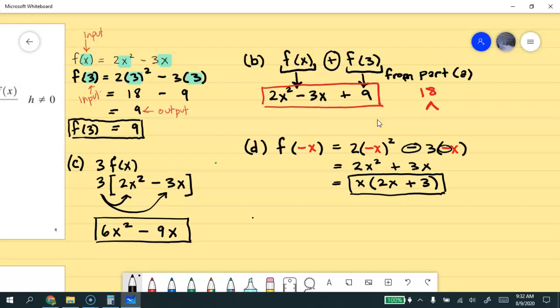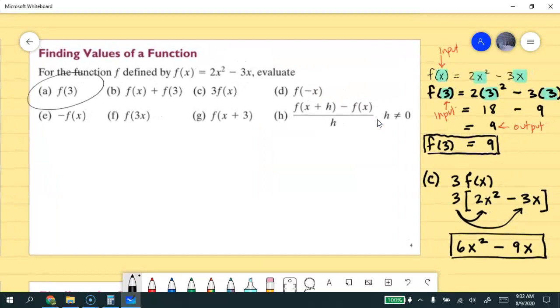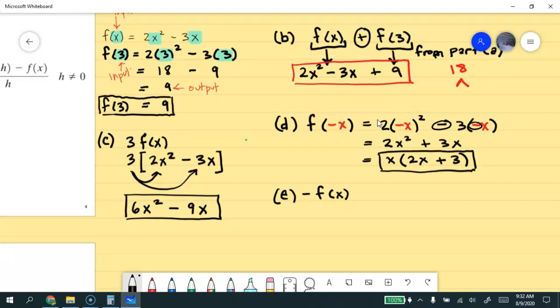Okay, let's try letter E. Letter E says negative f of x. What exactly does that mean? Think of it this way. Remember in letter C where it said 3f of x, you multiplied the entire f of x by 3. So now when it says negative f of x, you go to f of x. Let's write the f of x first. So f of x is 2x squared minus 3x. You're going to multiply it by a negative. That's all that stands for.